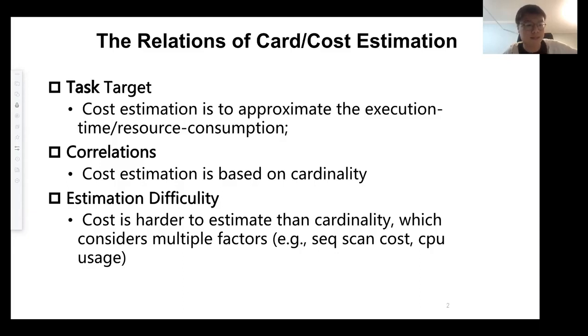Compared with the estimated cardinality, the estimated cost provides more direct running overhead for guiding the plan selection. But the cost is harder to estimate than cardinality because you have to consider multiple factors, such as the sequential scan cost or CPU usage.